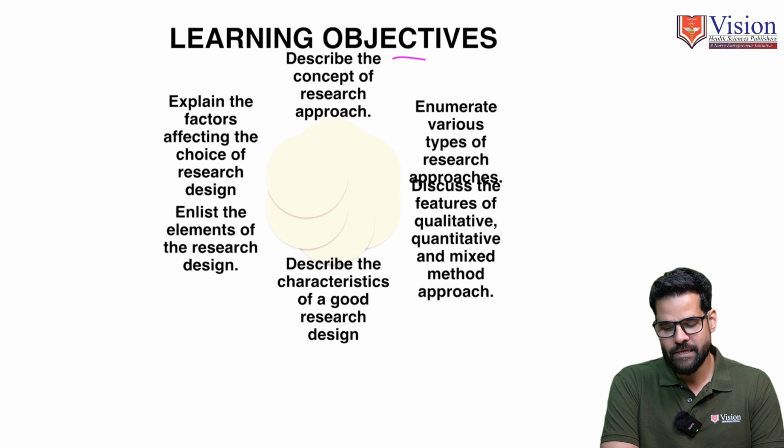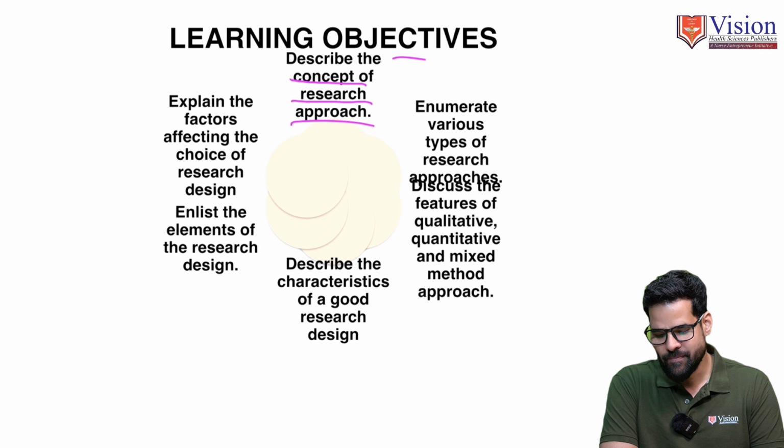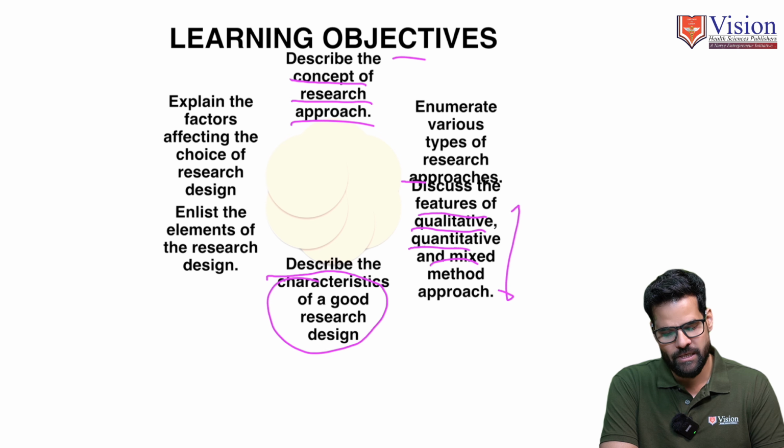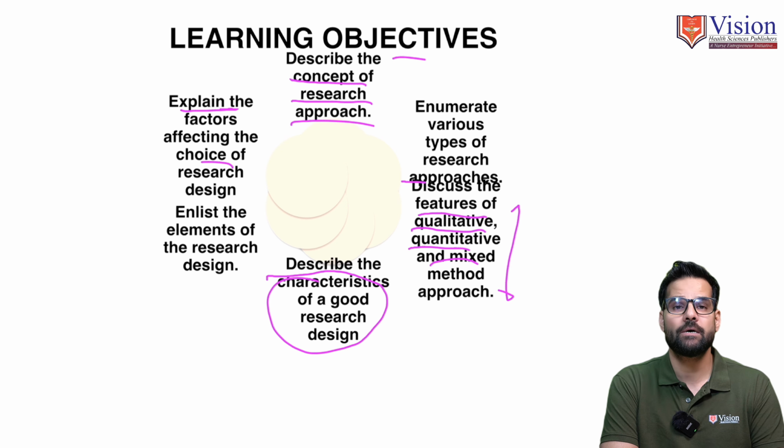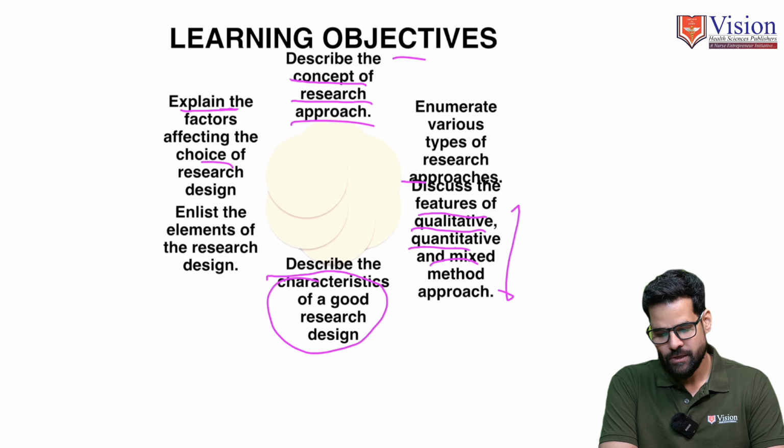We'll try to understand the concept of research approaches. Then we'll enumerate the various types of research approaches. We also will try to see the features of qualitative, quantitative and mixed method approaches, which are three basic types, and what are the characteristics of a good research design. And we also will try to explain the factors affecting the choice of research design.